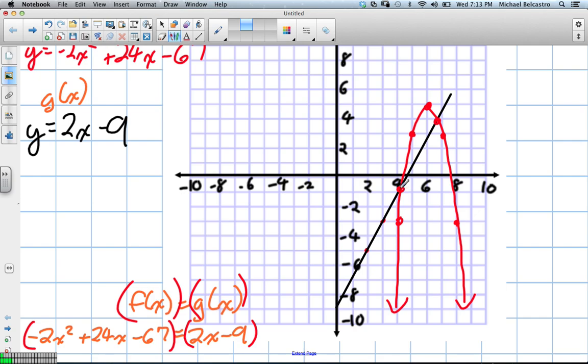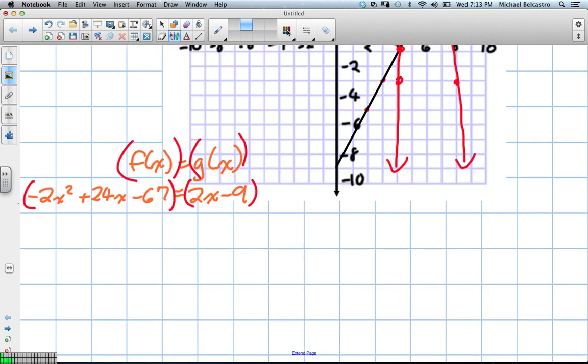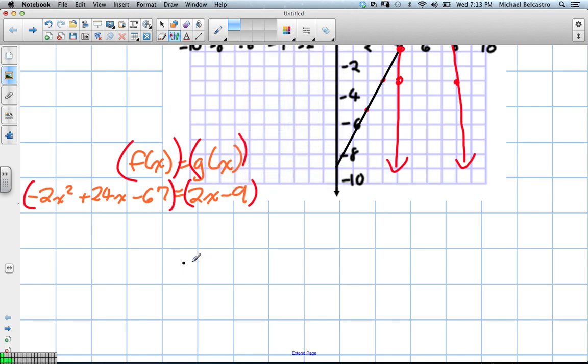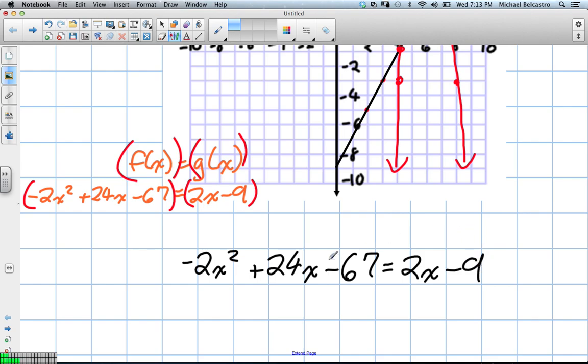Now here are the 2 points we can see on the graph. We actually have to find those points of intersection, or especially what their x values are, and then we'll find the y values from there. So we take this equation, negative 2x squared plus 24x minus 67 is equal to 2x minus 9, okay? And what I'm going to do is set it equal to 0. Setting it equal to 0 will help me find the points of intersection, just like they've kind of done here. So let's find these points of intersection.